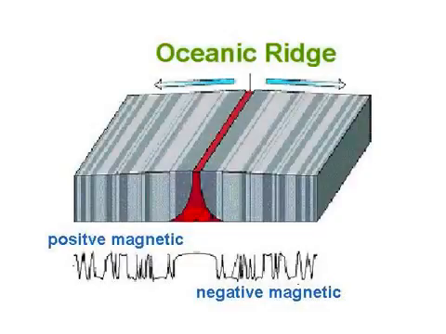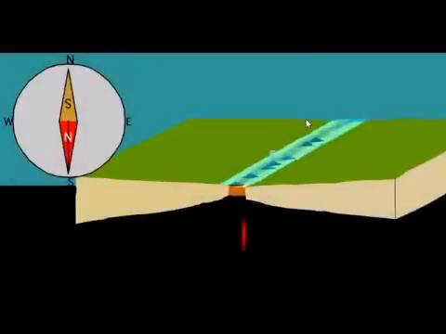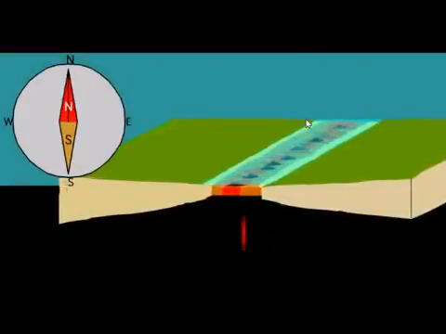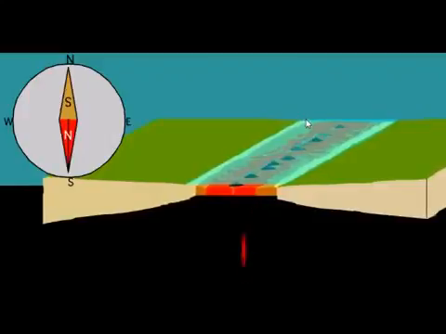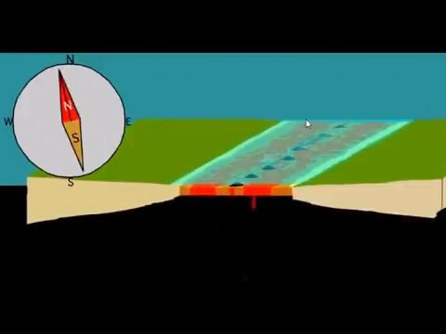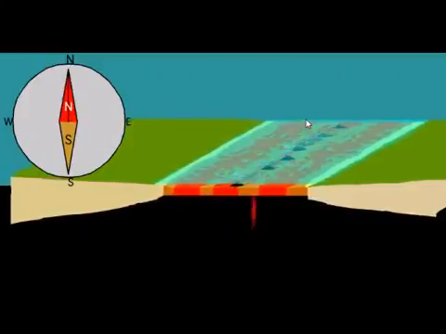Like I said earlier, the magnetic field changes about every 600,000 years or so. If you take a compass, one stripe will cause the needle to move north, and in the next stripe, the needle will reverse itself and point south.